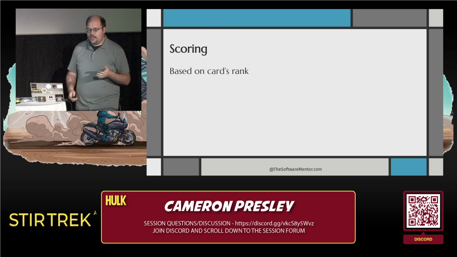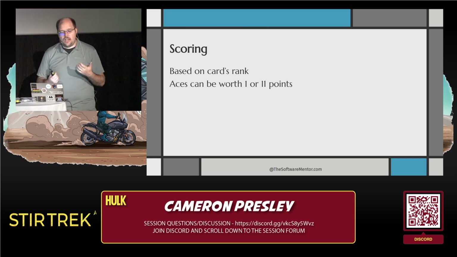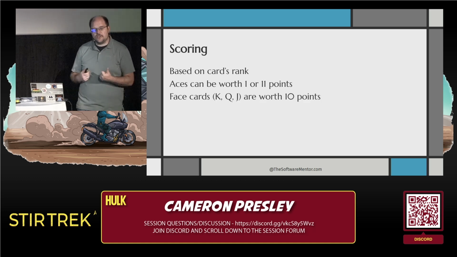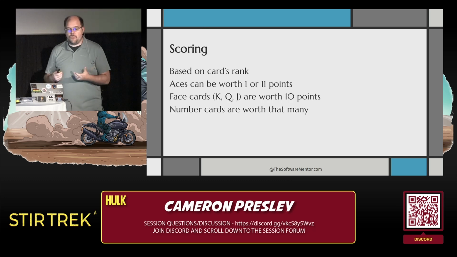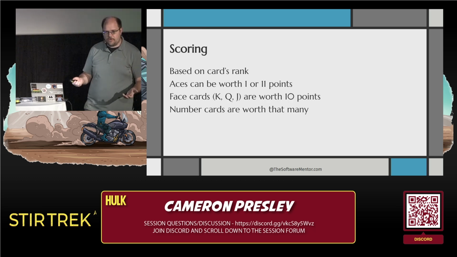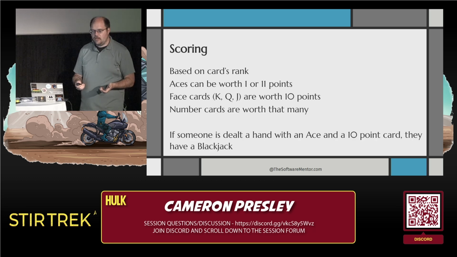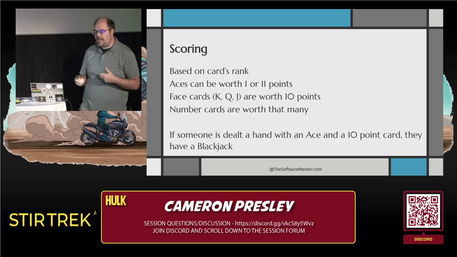Let's talk about scoring. It's based on a card's rank. And if you recall, aces can be worth 1 or 11 points. Face cards, that's your kings, queens, and jacks, are worth 10 points. And then number cards are worth that many. So 2s are worth 2 points, 4s are worth 4 points, so on and so forth. And if someone is dealt a hand with both an ace and some 10-point card, they have a blackjack.